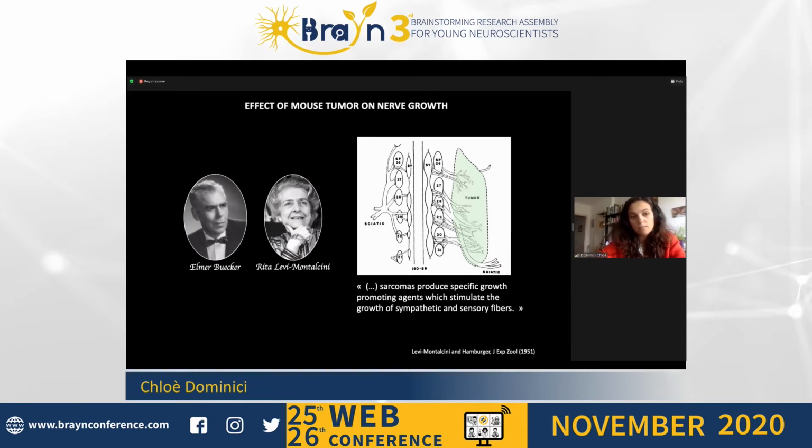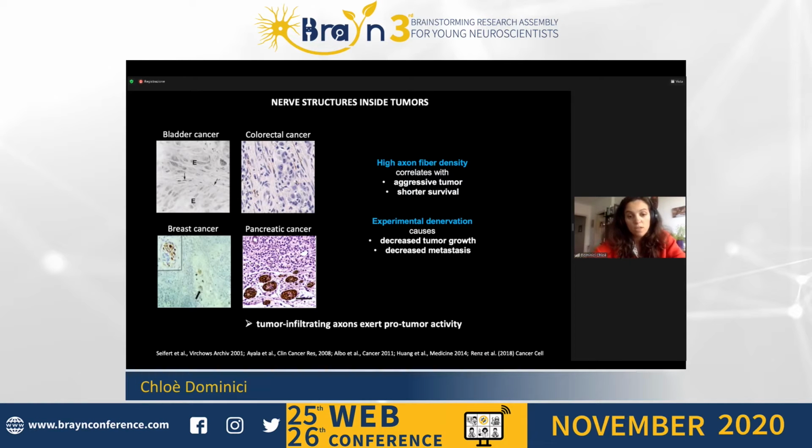The answer is yes, because it has been shown in several clinical studies that tumors are in fact innervated. You can see here in pancreatic cancer some big nerves, in breast cancer some bundles of nerve fibers, and in colorectal and bladder cancer some small nerve fibers. Interestingly, high axon density is correlated with aggressive tumors and shorter survival. Also, when these innervations were removed, it caused a decrease of tumor growth and decreased metastasis. So all of this means that tumors are innervated by newly infiltrated axons that exert a pro-tumoral activity.